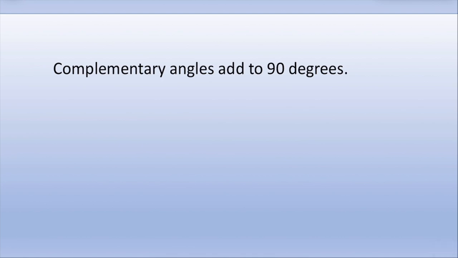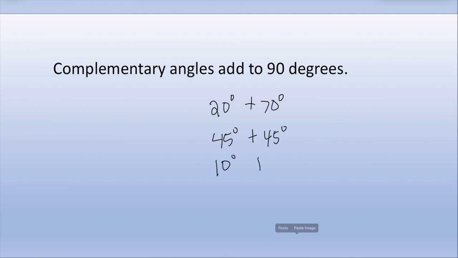Complementary angles are any angles that add up to 90 degrees. So say 20 degrees plus 70 degrees, those are complements. 45 degrees and 45 degrees, those are complements. 10 degrees and 80 degrees, those are complements. So if we were to attach them, if this is 70, this would be 20, and together they make that perfect L. Okay.